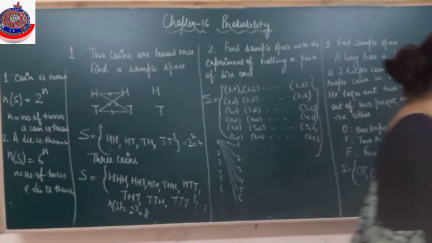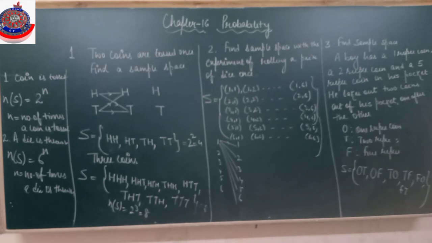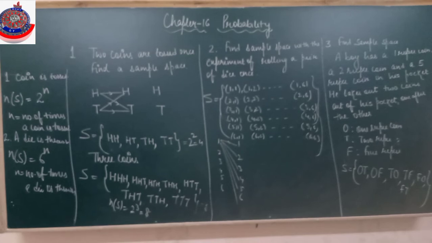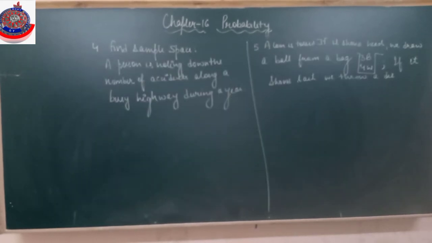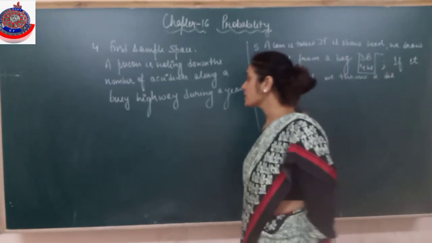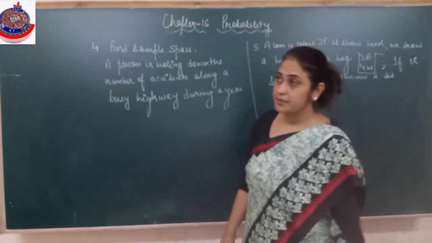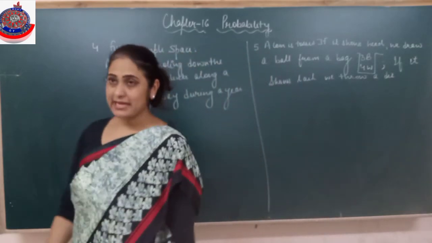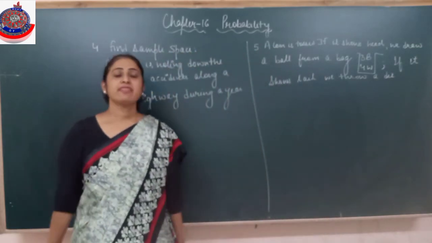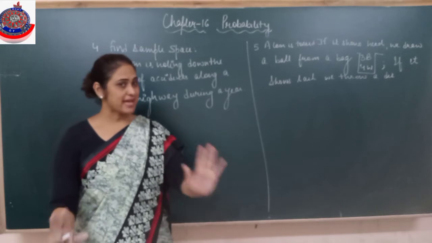1 or 2 more examples we will take for the sample space, because this is the basic of probability and you should all remember it. Now read the next example. Find sample space in this situation. A person is noting down the number of accidents along a busy highway in a year. A person is sitting there and he is on a duty that he has to note down the number of accidents.